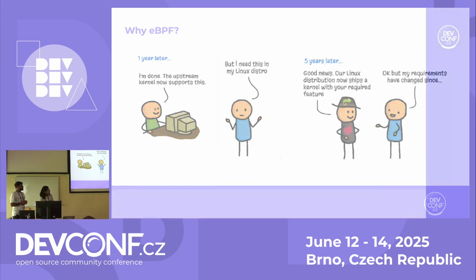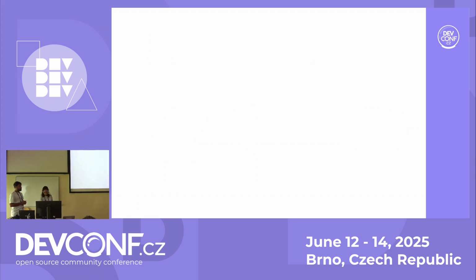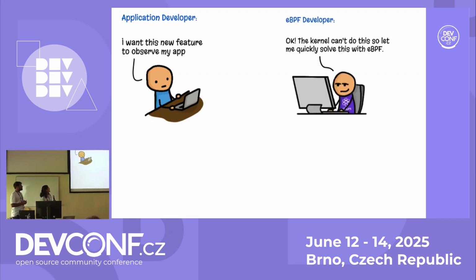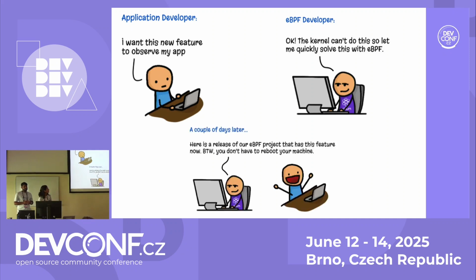So here eBPF comes into the picture, where again the application developer, let's say, needs to observe his app, and he will go to eBPF development. The kernel can't do this in a short duration of time, so it will get quickly solved by the eBPF developer. Why? Because we do not need to reboot the machine after the feature is added by eBPF.